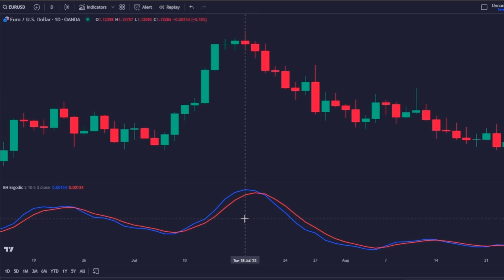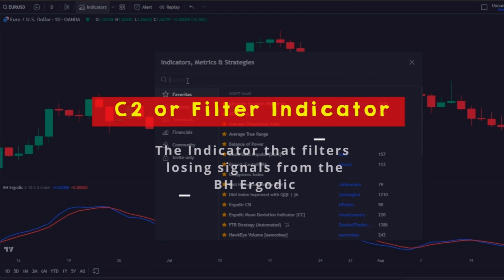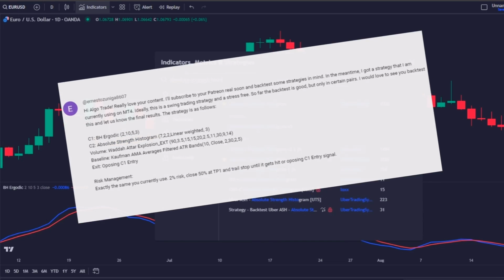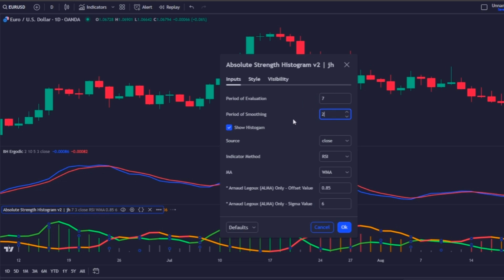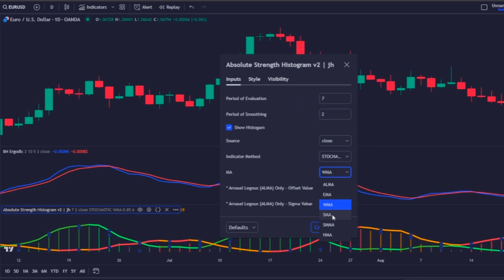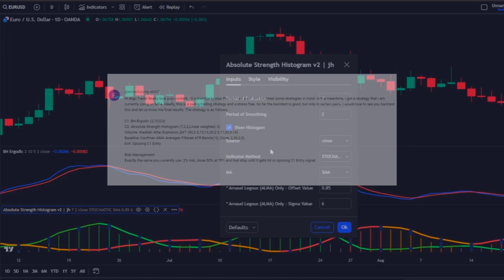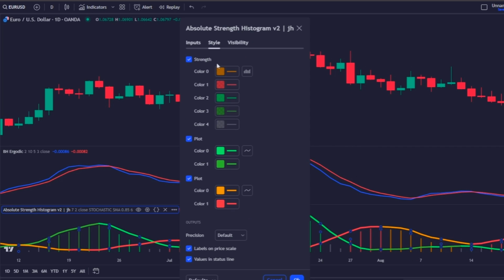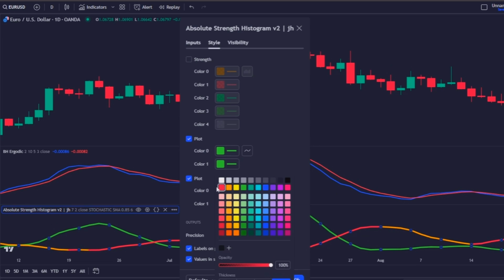Now let's go again to the indicators tab to search for the second or filter indicator, the one that will filter losing signals from the BH Ergodic, which, according to my subscriber, is the absolute strength histogram, and you can use this one by JH. You will need to change its period of evaluation to 7, the smoothing to 2, the method to the stochastic, and insert the SMA here. I know that it is not the exact settings my subscriber told me about, because I was not able to find the indicator with those exact settings, but I think these will work the same. In addition, I will also change its style as follows.